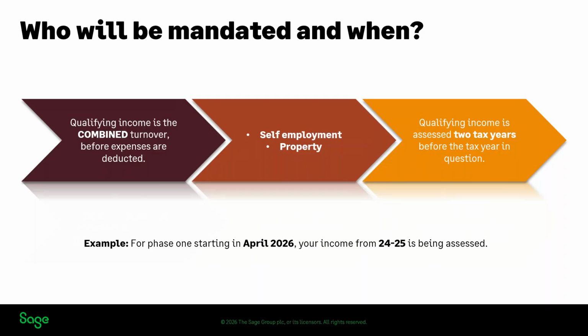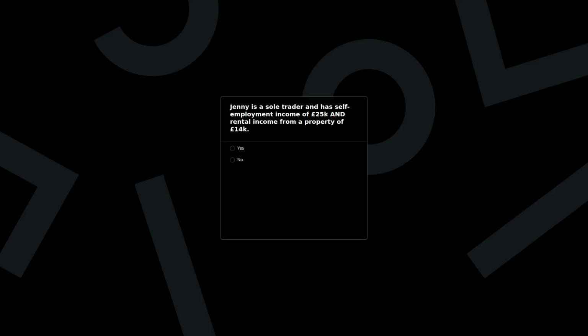Okay, so we'll go to the next scenario. Again, all of these scenarios are based off April this year, so over £50,000. So we'll launch the poll again. Jenny is a sole trader, has self-employment income of £25,000 a year and rental income from her property of £14,000 a year. Will Jenny need to comply by April 2026? So all based off this year.